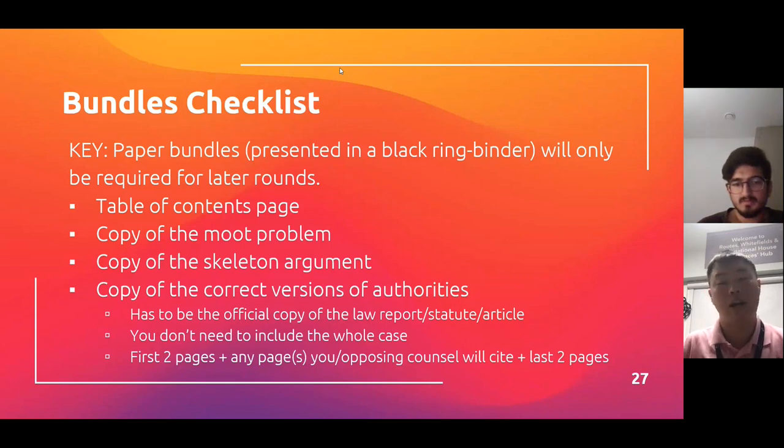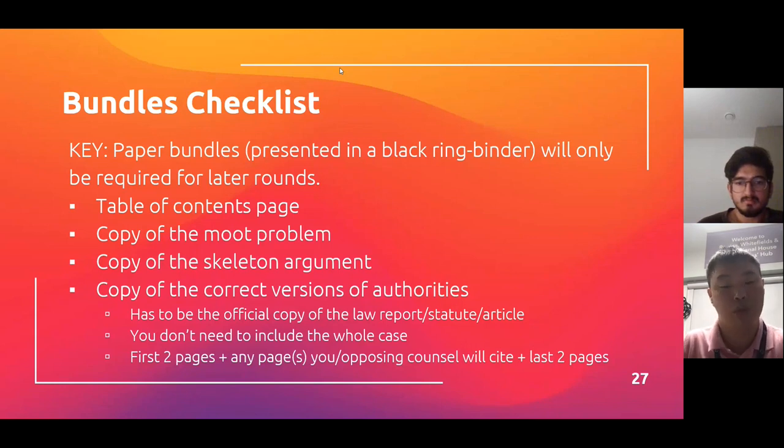Pro tip, the website ilovepdf.com can help you compile all these documents together in order and also help you number the pages automatically, so you don't have to spend hours manually numbering a 100-page bundle.